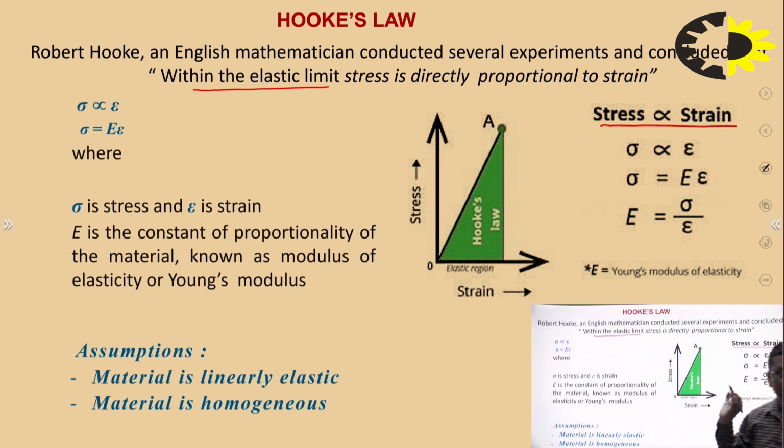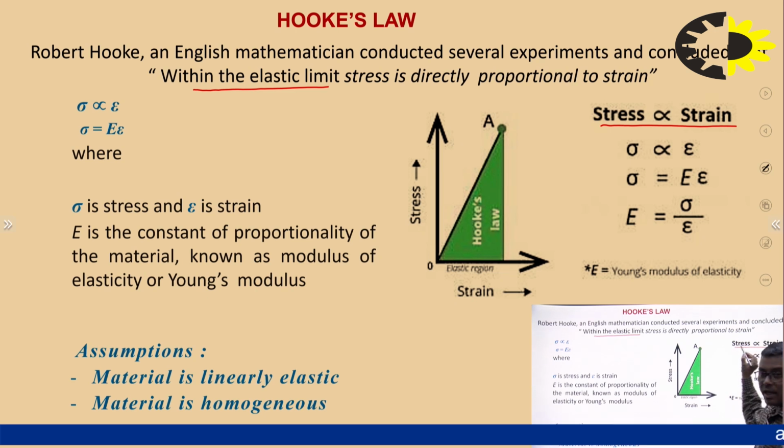What is the meaning of elastic limit? Elastic limit means the maximum value of stress up to which the material will be able to recover its shape and size after removal of the deforming force. This is important because this particular law is valid only up to this point. When a material is subjected to some deforming force, some resistance will be offered by the material which will induce the stress, and in that limit stress is directly proportional to strain.